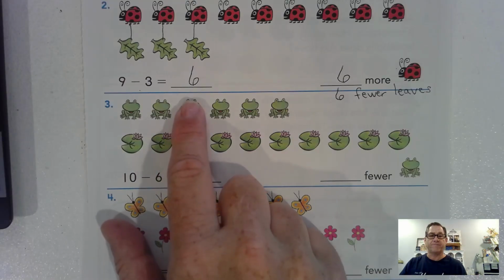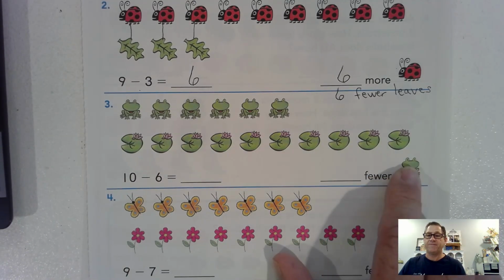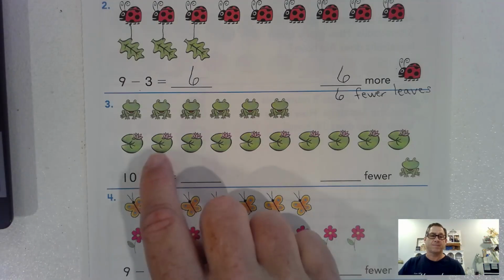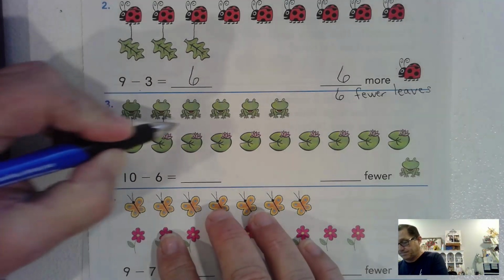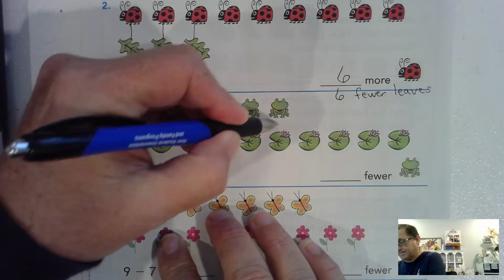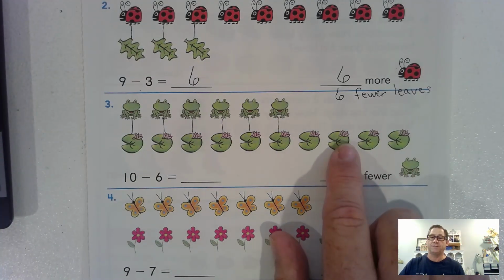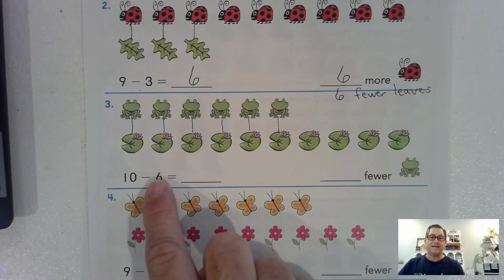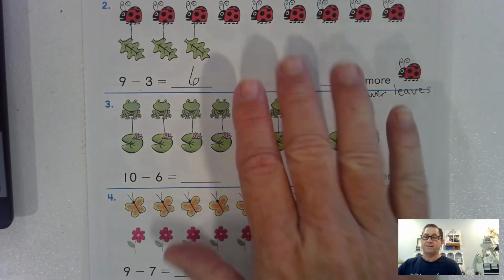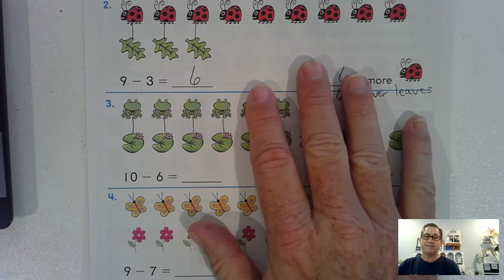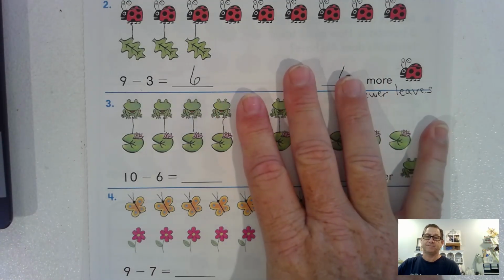Okay, we're comparing frogs to lily pads. And we want to find out how many fewer frogs. Okay, so there's 1, 2. Let's connect them. Let's match up the frogs to the lily pads. All right, how many lily pads don't have a frog? 1, 2, 3, 4. 10 take away 6 is what difference? 4. Okay, 10 take away 6. 9, 8, 7, 6.